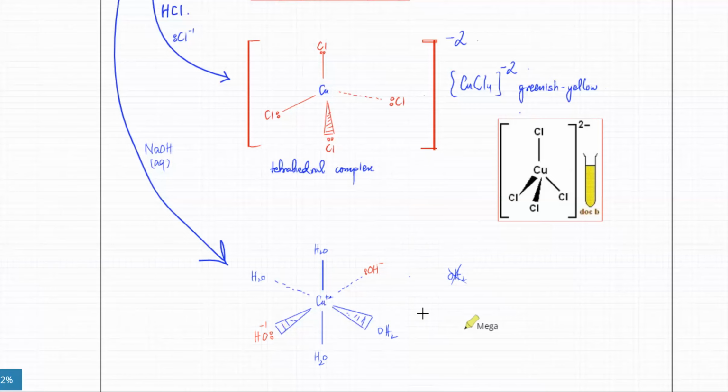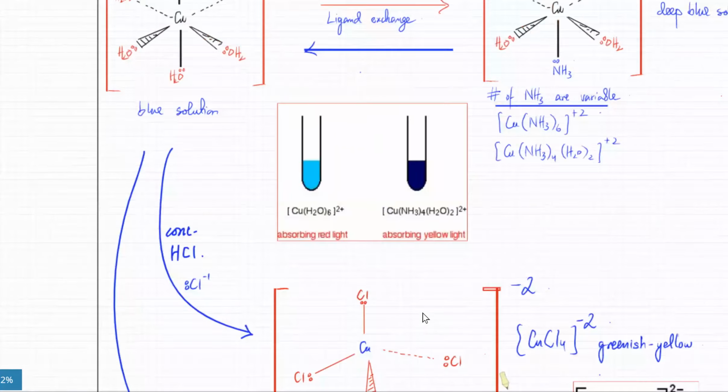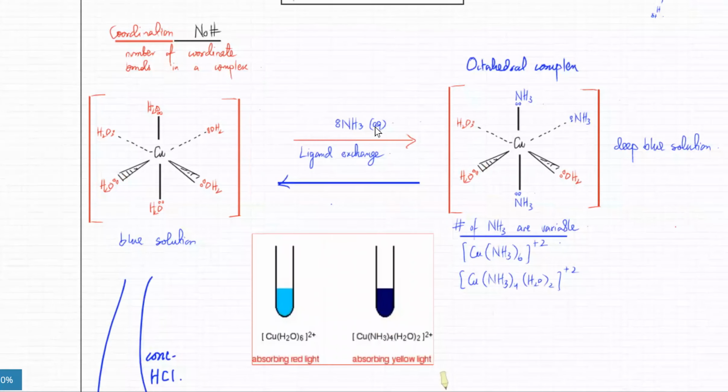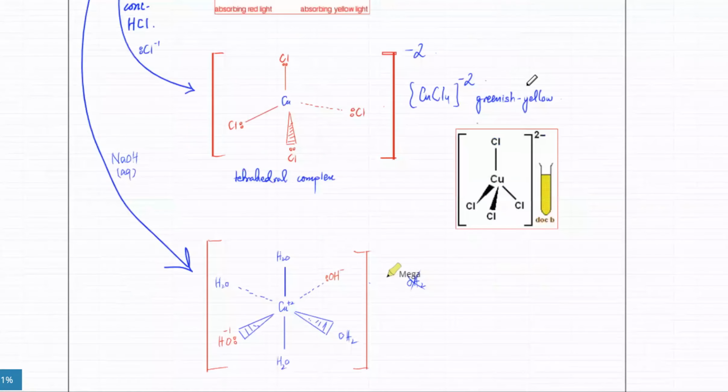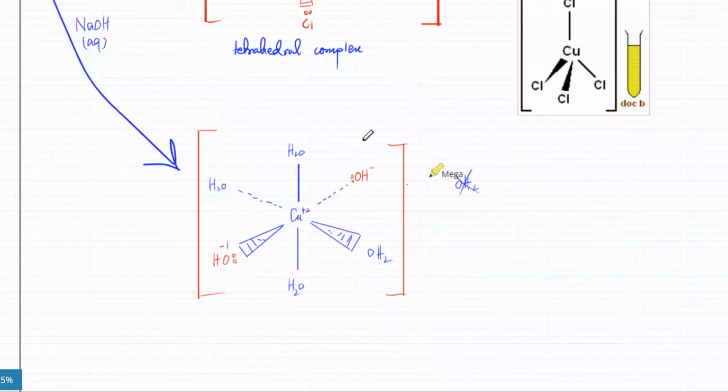Now the thing with this specific complex is only 2 OH ions are able to actually replace the water molecules. So unlike what's happening with NH3, where I told you there could be any amount of NH3s, and you can keep on substituting the water molecules with NH3 molecules, with OH ions you've got a limit. You can't exceed 2 OH ions.